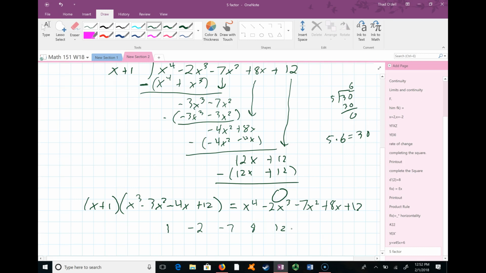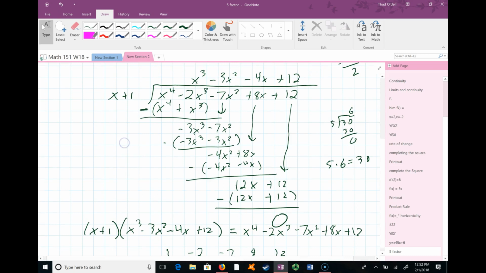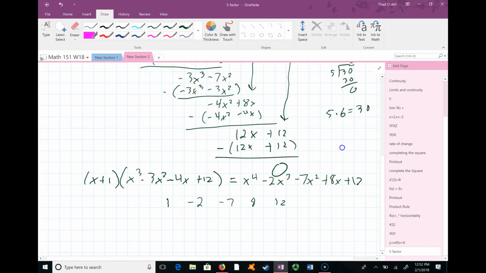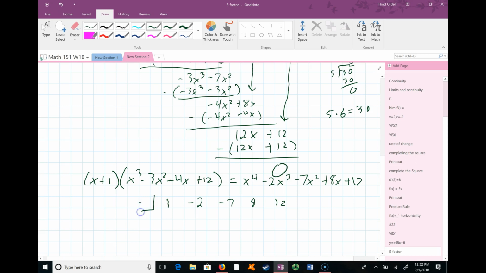Make sure you follow this. I'm going to take the root that's associated with this factor. If this is a factor, the root associated with it is the number that makes it equal to 0. So that would be -1, right? Because if I plug -1 in for x, that makes this factor equal to 0. I'm going to put that root in a little box here. So that'd be -1.